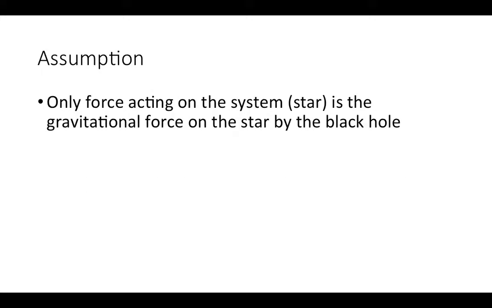In this lab, the system is the star. I used my observations from the model to find the net force on the star. I made an assumption that the only force on the system was the gravitational force on the star by the black hole. The net force was then used to find the mass of the black hole, which I found to be 3.0425 times 10 to the 31st kilograms.